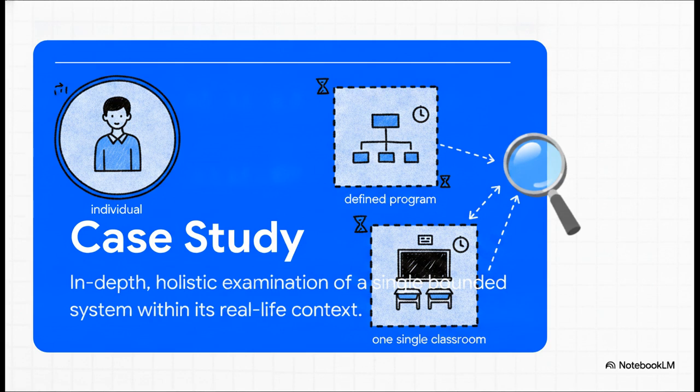Researchers Gay, Mills, and Airasian emphasize that a case study looks at what we call a bounded system. This is absolutely critical. The case must have incredibly clear limits. It could be one specific individual, a single classroom, or a defined program, but it is bounded in time and place. It is not some endless, open-ended ethnography that follows a community around forever.